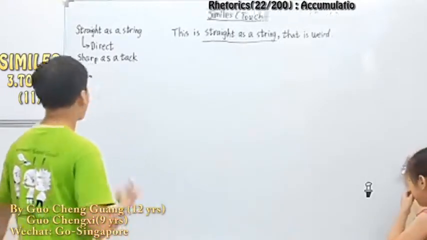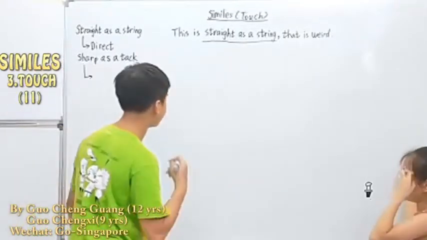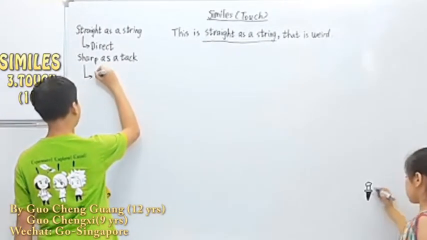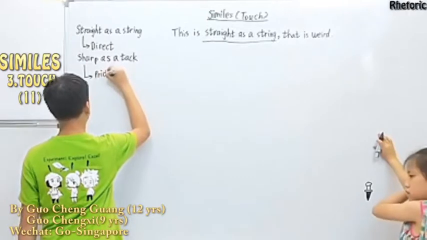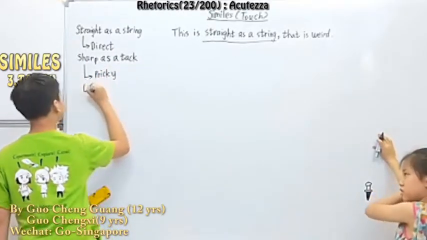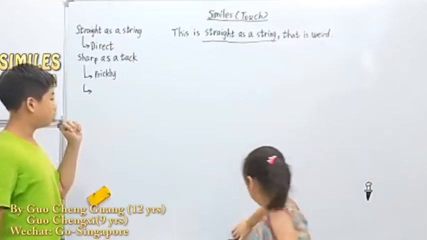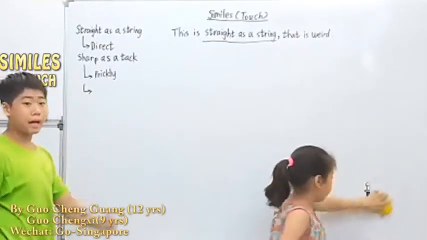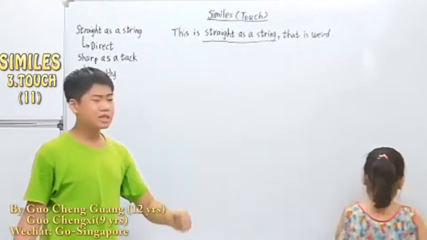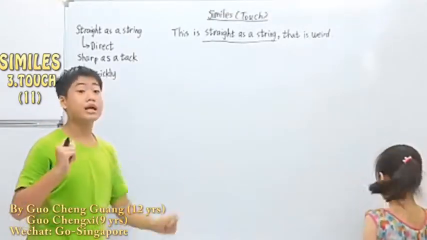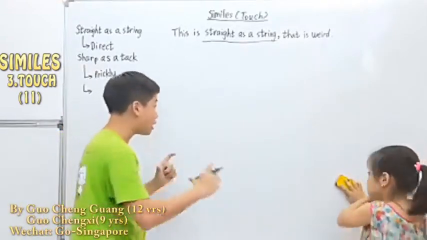So at this point, sharp as a tack does mean very sharp. Or you can also say it's very spiky or very prickly. Or very pointy. But there is another meaning, sharp as a tack. When you say someone is sharp as a tack, you're referring to a person, right? Yep. Because someone means a person.